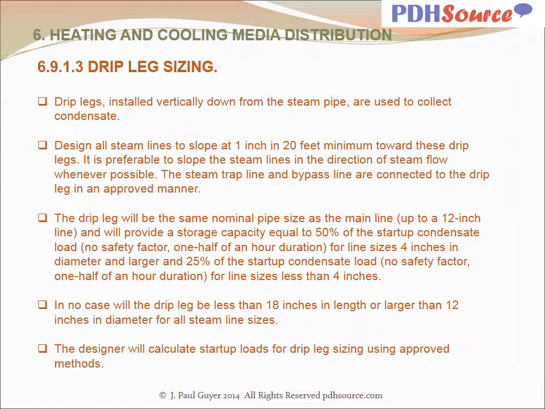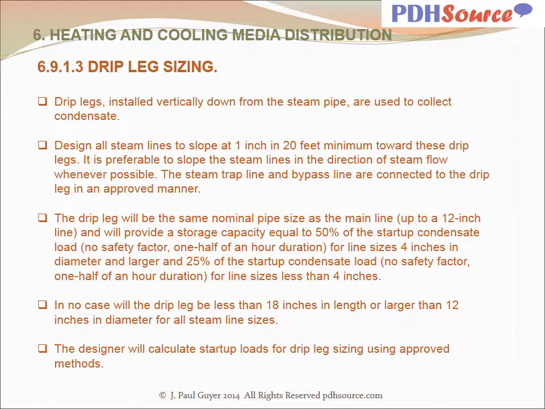Drip legs installed vertically down from the steam pipe are used to collect condensate. Design all steam lines to slope at 1 inch in 20 feet minimum towards these drip legs. It's preferable to slope the steam lines in the direction of steam flow whenever possible. The steam trap line and bypass line are connected to the drip leg in an approved manner.